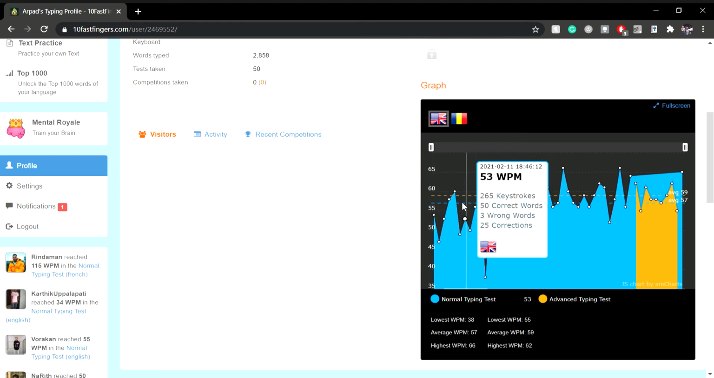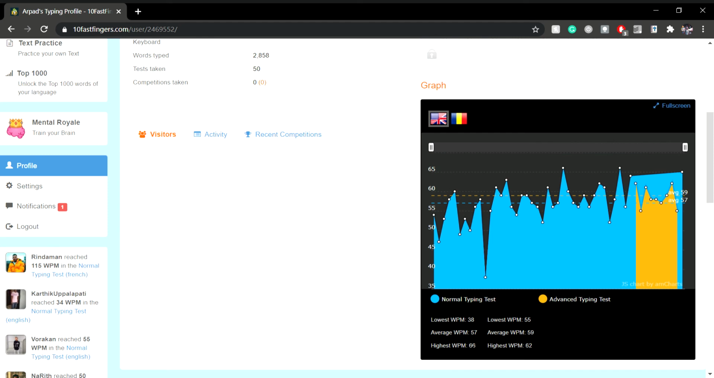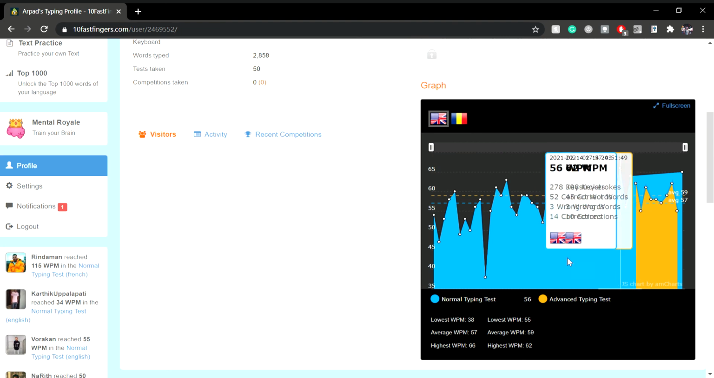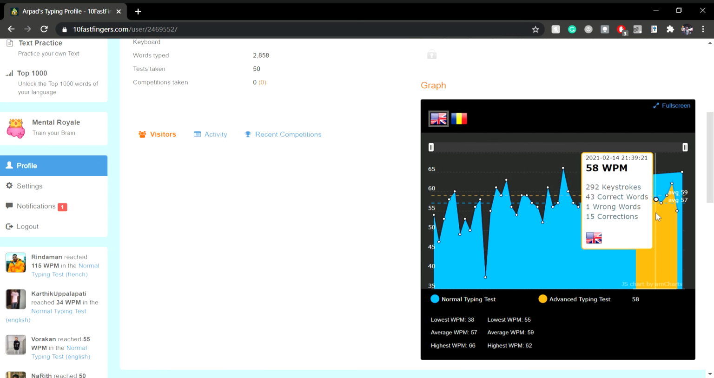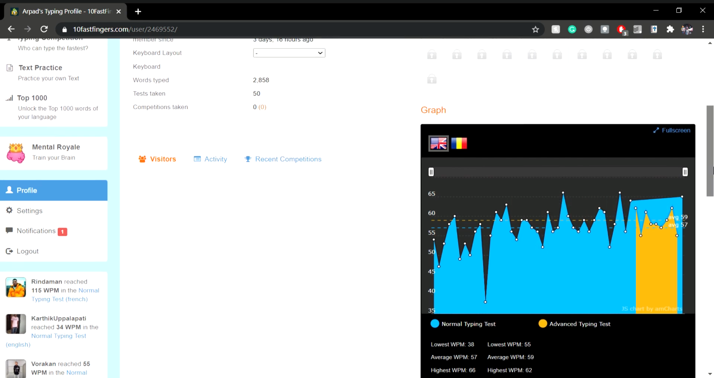As you can see here, this line shows your average point, and my highest word per minute was 66. Probably this one, yeah. And with the advanced test, my lowest word per minute was 55, because I started it later, so I had a little bit of exercise before that. My average is 59, and my highest word per minute is 62. So this is how you can check your statistics.